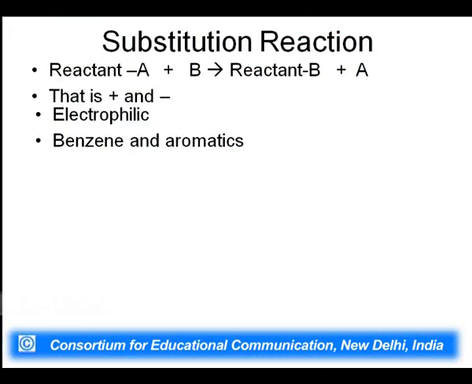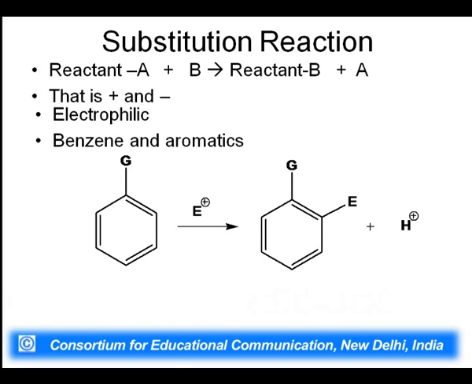The other type of substitution reaction is electrophilic substitution reaction. It happens in benzene and aromatics. We have been discussing electrophilic substitution reaction when we were talking about the ortho-para direction and all. This is the mechanism of that. I have placed on benzene a group G so that you can identify an ortho-para directing group or a meta directing group. We are not going to discuss it in detail, but a quick look into what electrophilic substitution is.